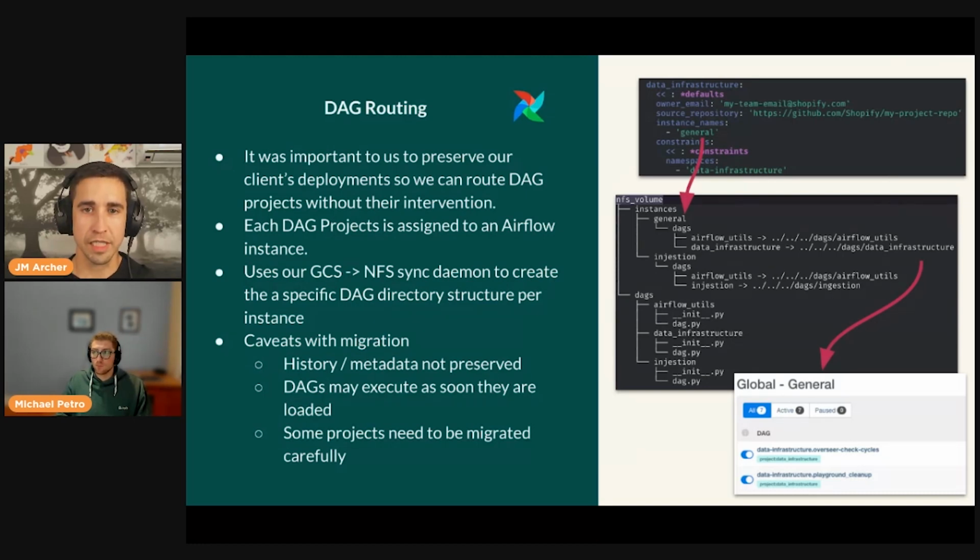So on the second image, you can see that for the general instance, it has a set of DAGs that the instance itself can see.